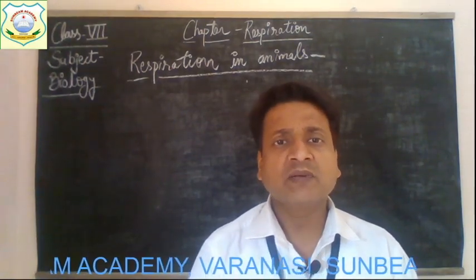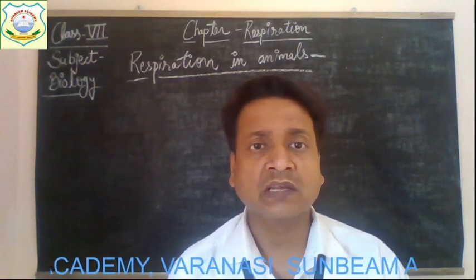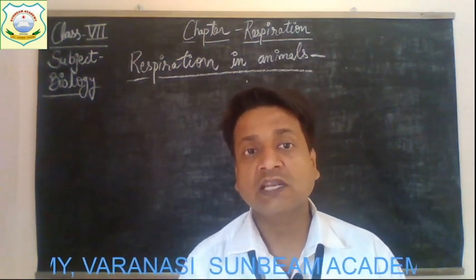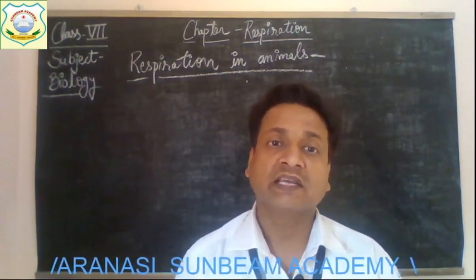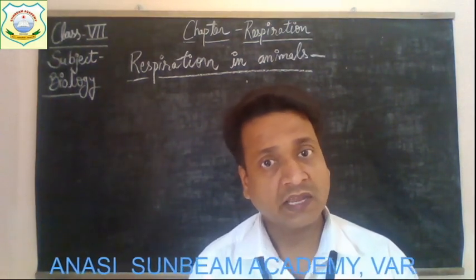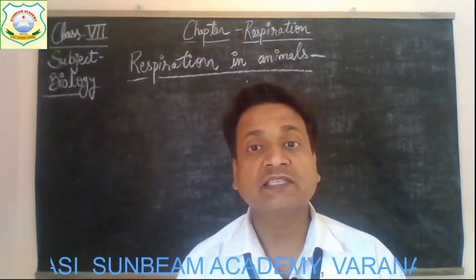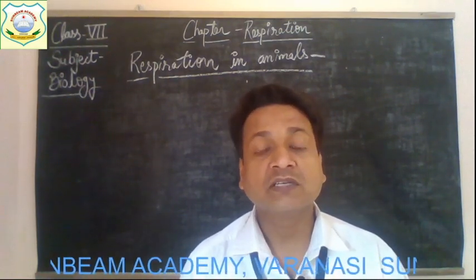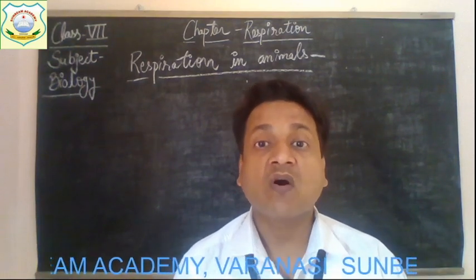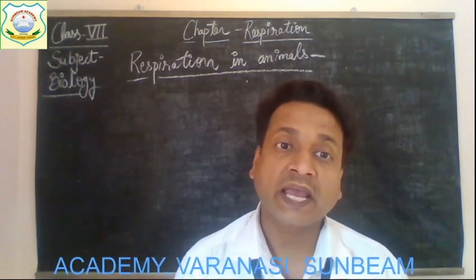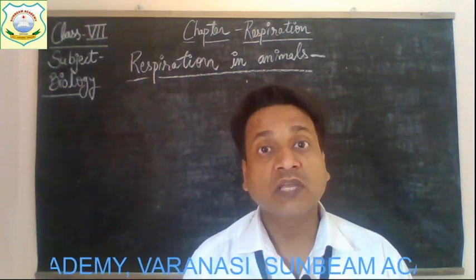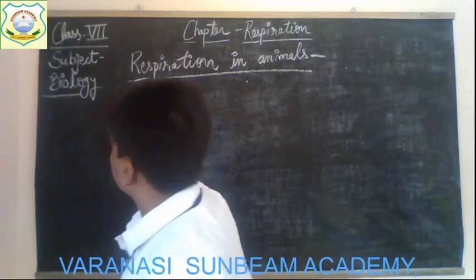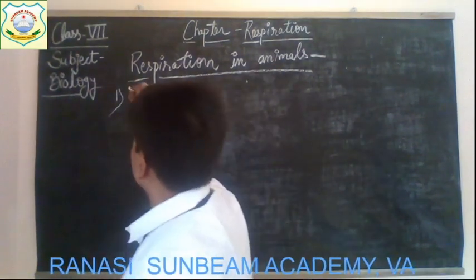Children, the different animals that you must have seen in your surroundings have different ways in which the exchange of oxygen and carbon dioxide occurs in their bodies. Some of these ways I'm going to discuss. The first way by which some animals take oxygen and remove carbon dioxide is through their cell membrane or skin. So the first way is through the cell membrane.